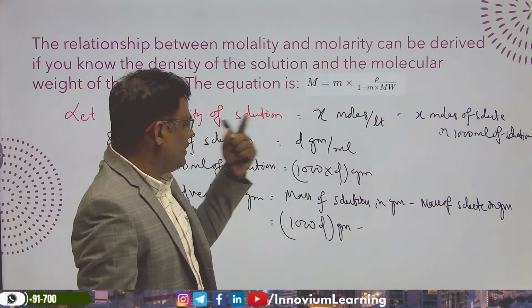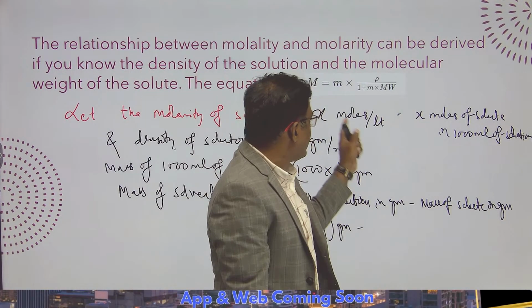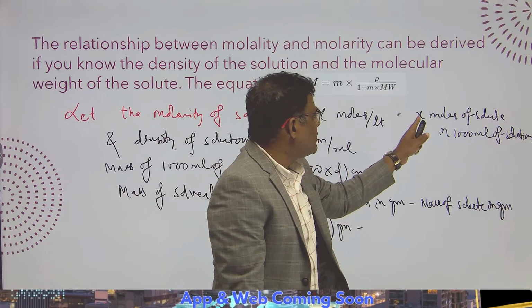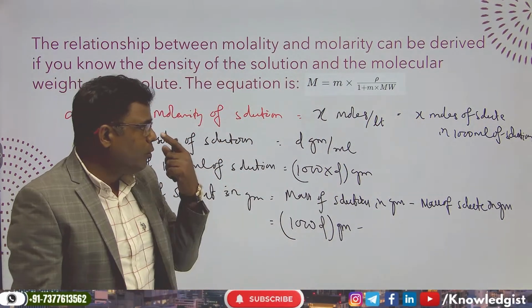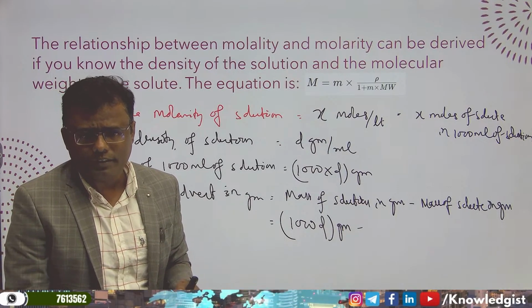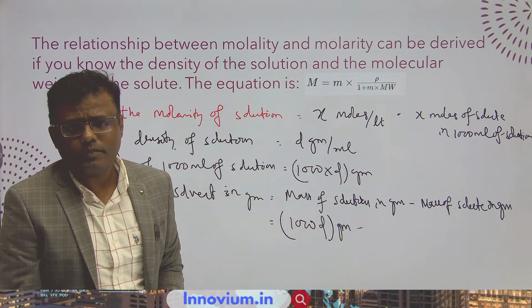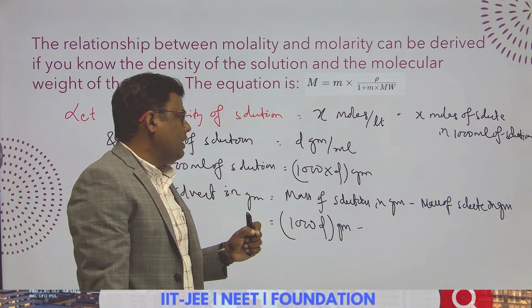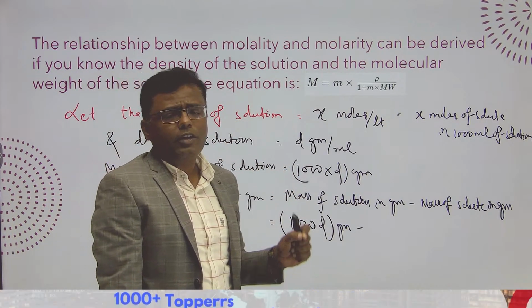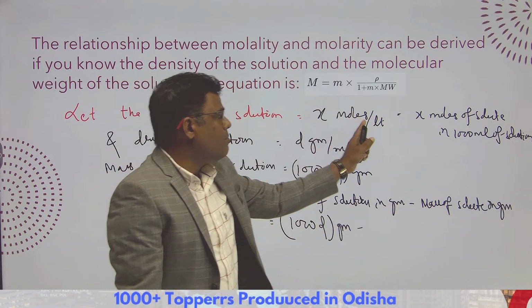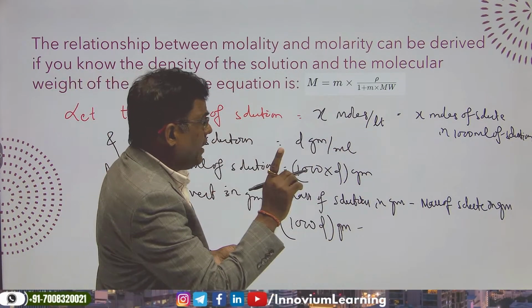You see that the molarity of the solution we have taken is x moles per liter. That means there is a presence of x moles of solute. If we consider the molar mass of solute as y gram, then tell me, what is the mass of the solute? That will be x into y.